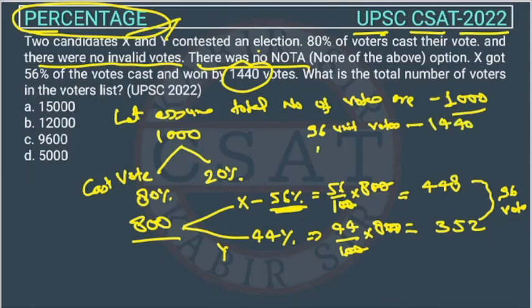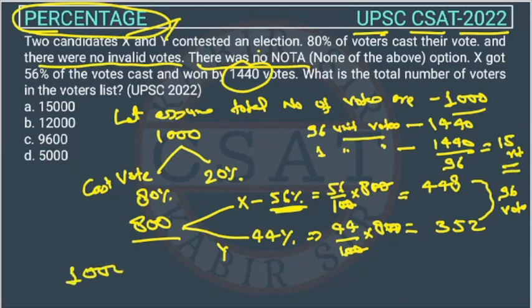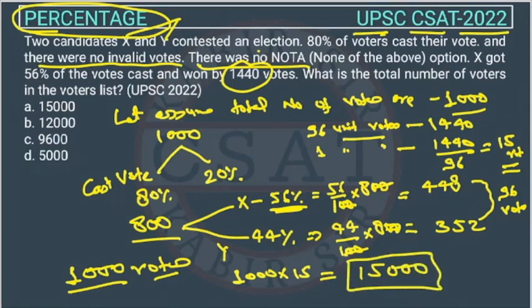1440. So 1 unit of vote will be equal to, this is the unitary method I am using, right? So this will be 1440 upon 96, right? So this will come out as 15 votes. So 1 unit of vote is equal to 15 votes. We considered initially 1000 votes, but we know that 1 unit is equal to 15 votes, so the total will be 15,000. So the answer is option A, right?